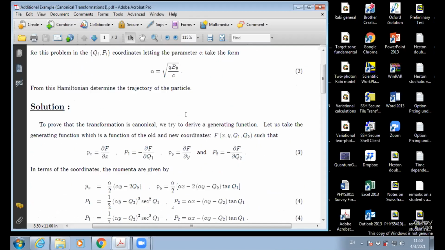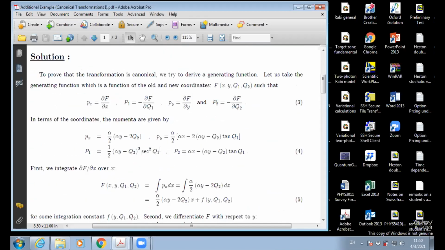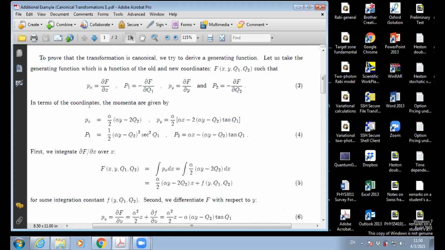Since all the coordinates are independent variables, all the momenta are dependent variables or functions of the coordinates, as shown in equation 4. Now, you need to be careful when you try to figure out the definitions of all these momenta, because they involve some trigonometric functions. So we first integrate ∂F/∂x over x.